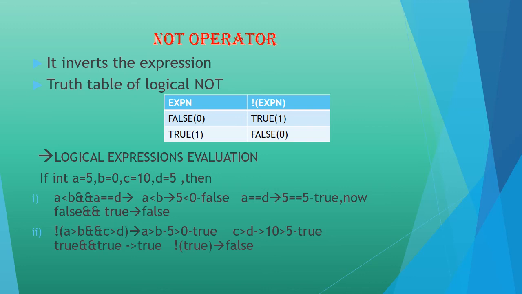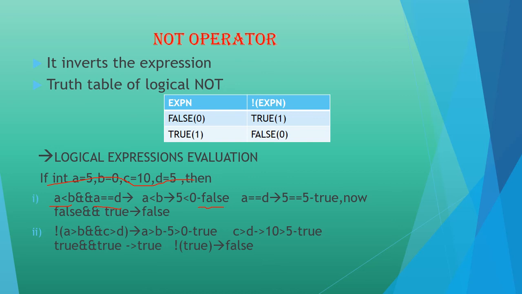Okay, now we will study how to evaluate the logical expression. How could we do it? So listen carefully, students. Here I have assigned some values: a equal to 5, b equal to 0, c equal to 10, and also d equal to 5. So first expression, what is it? a less than b and a equal to d. So we'll first check a less than b. What is the value of a? You can see here 5. Is 5 less than 0? No, it's false. So we got the answer false. Now we'll check the second case, a equal to d. What is a? 5. What is d? 5. So it's equal.